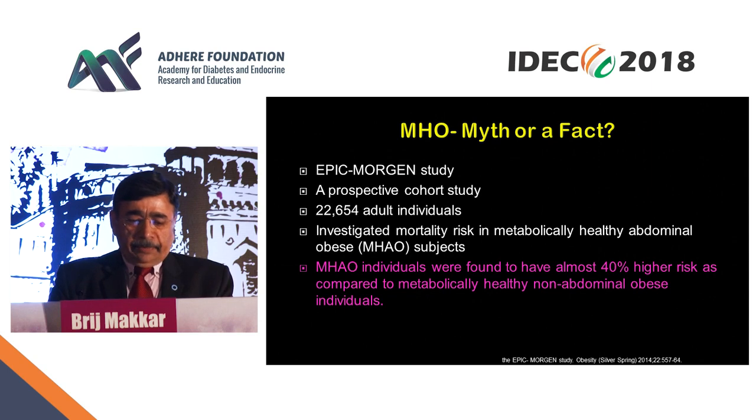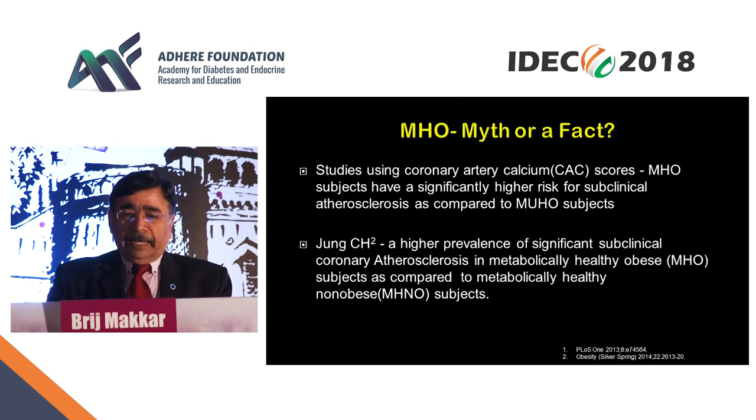Another important study, the EPIC-Potsdam study, a prospective cohort study involving more than 22,000 individuals, showed that metabolically healthy, abdominally obese individuals were found to have almost 40% higher risk compared to metabolically healthy, non-abdominally obese individuals. There are studies from Korea which showed that people who are obese but metabolically healthy still have increased coronary artery calcium scores, indicating higher risk for coronary artery disease.